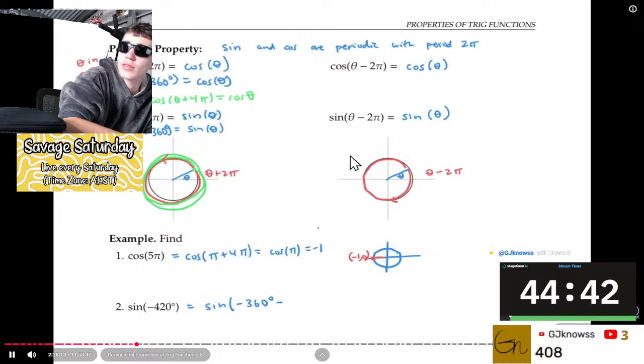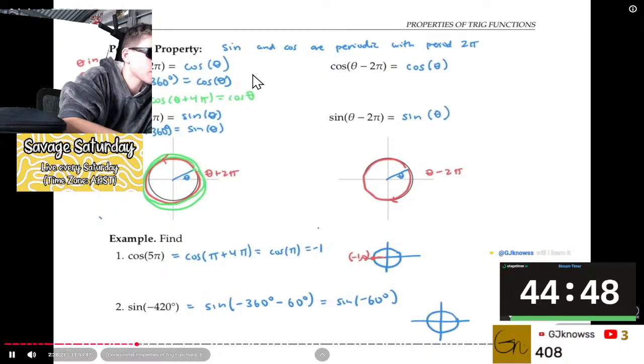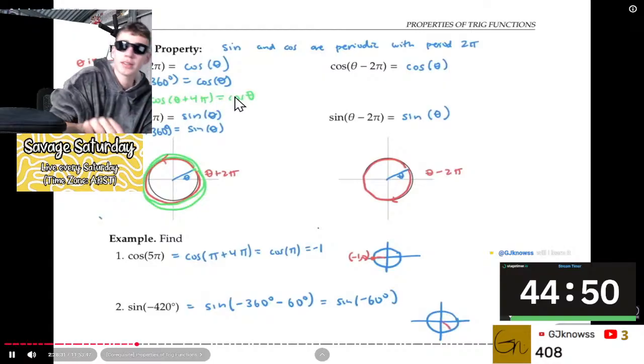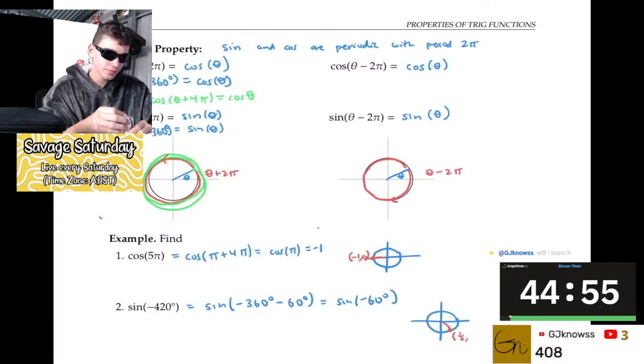Degrees minus 60 degrees, which is the same thing as sine of minus 60 degrees. Thinking about the unit circle, minus 60 degrees means I start at the positive x-axis and go clockwise by 60 degrees. That lands me about right here, and so that's one of the special angles that has an x-coordinate of 1/2, a y-coordinate of negative root 3 over 2.